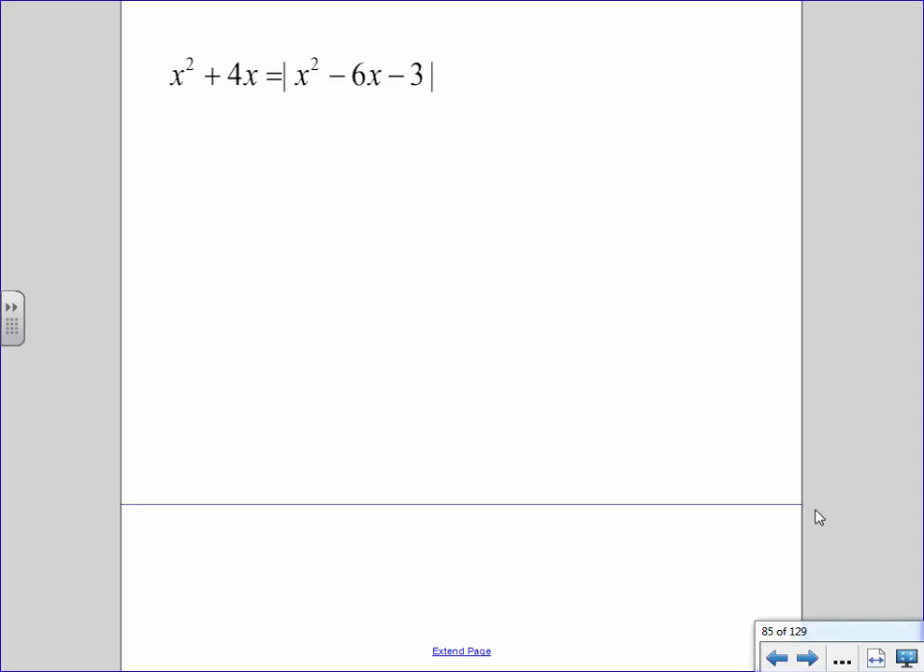Okay. To solve it, just treat it like normal. I didn't even do the other case on the other one because I screwed up so badly. Just treat it like normal. X squared plus 4x equals x squared minus 6x minus 3.